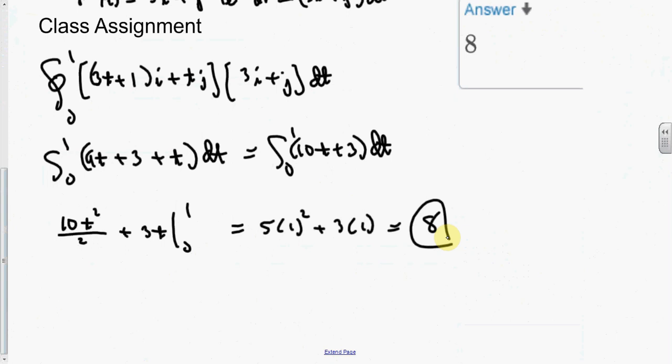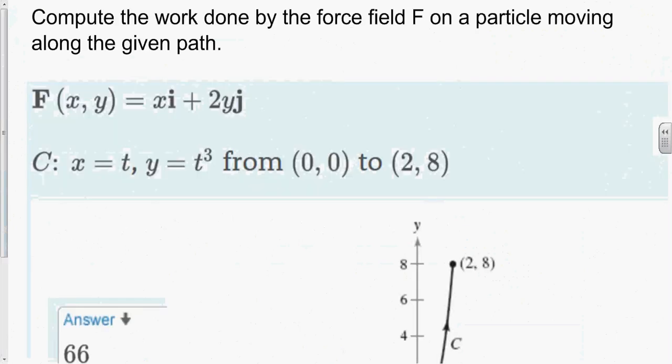Let's see if I can do two more problems. This next one, let me skip over that one. It works very similar to this. There are two last problems where you want to compute the work, and I want to definitely work those. So compute the work done by the force field F on a particle moving along the given path.